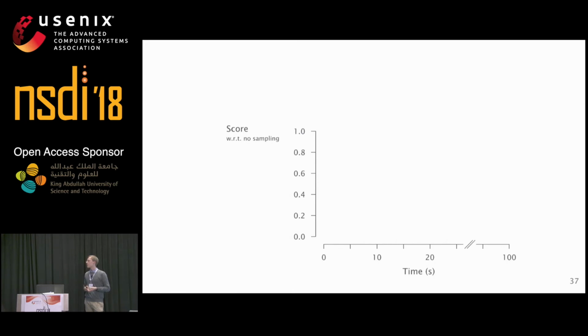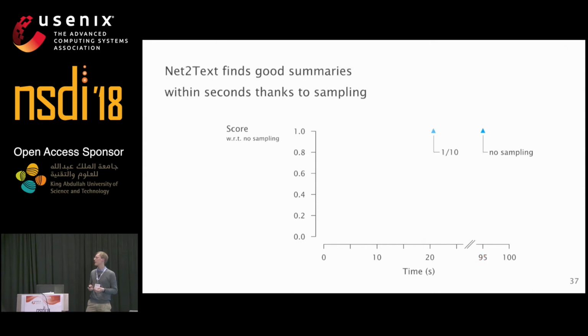On the x-axis here, you see the time it took from question to answer. And on the y-axis, you see the score of the summary. And the score is normalized to the summary of Net2Text without any sampling. So it's normalized to this point. Without any sampling, it took us 1.5 minutes to answer the question in this scenario. With sampling 1 in 10 or 1 in 1,000, we get to much better times. With 1 in 1,000, we're below 1 second, and within 96-97% of Net2Text without any sampling.